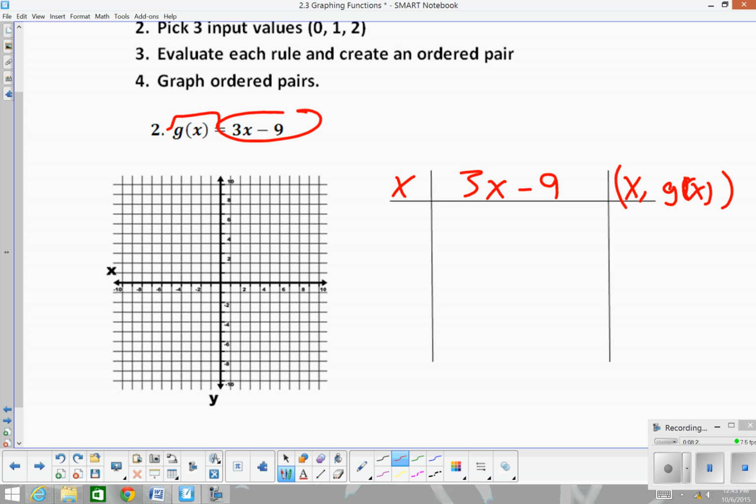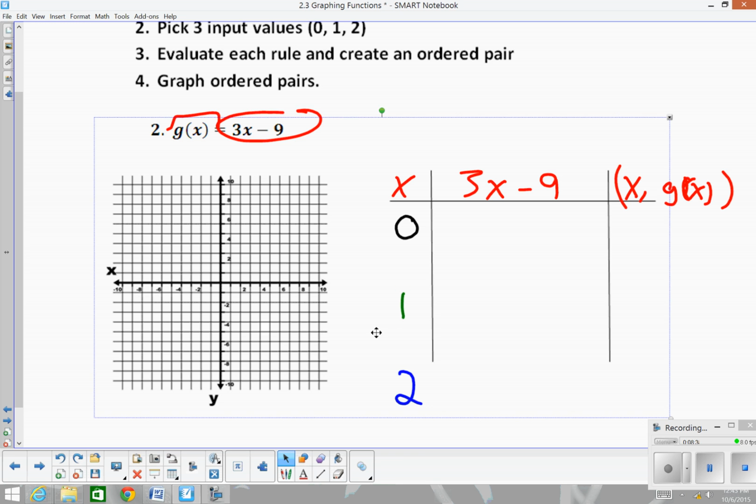Now I'm going to do the same thing. I'm going to choose 0, I'm going to choose 1, and I'm going to choose 2. Now you could choose anything you want. The lower the numbers are, the easier it's going to be to evaluate. But you could use positive, you could use negatives, you could use decimals if you wanted to. But it's just going to be a little bit harder to plot.